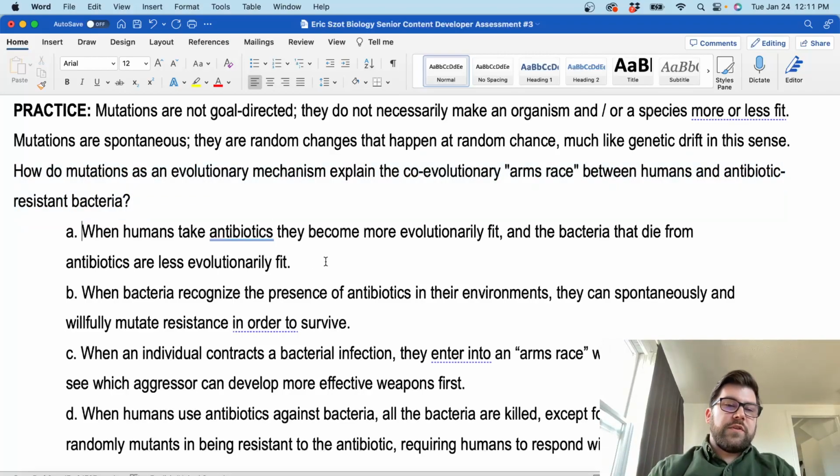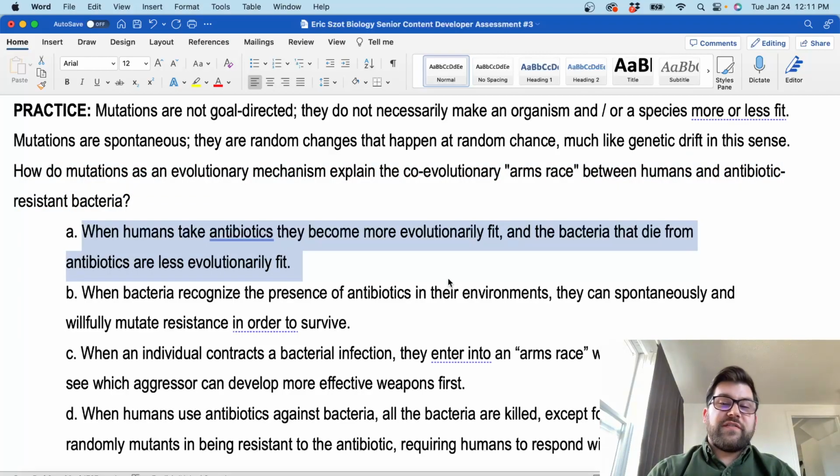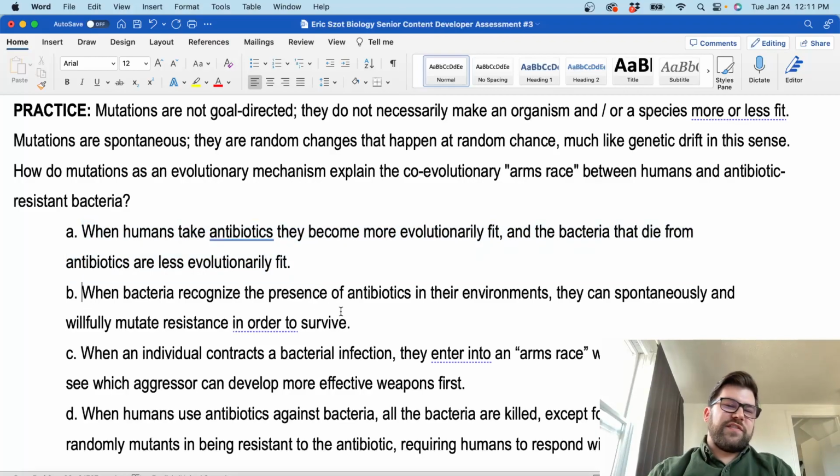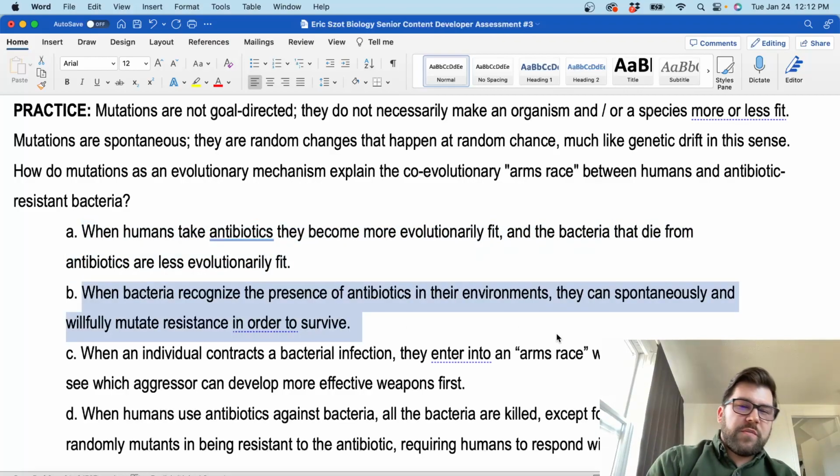So A, when humans take antibiotics, they become more evolutionary fit. And the bacteria that die from antibiotics are less evolutionary fit. Okay, seems like a little bit of a weird use of fitness in this case, evolutionary fitness. So let's keep going. Don't want to commit to this yet. This is not sending off alarms yet. So B, when bacteria recognize the presence, they can spontaneously and willfully mutate resistance. As far as our understanding goes, that's not how mutations occur. So probably going to rule out B. A is still on the table, though.